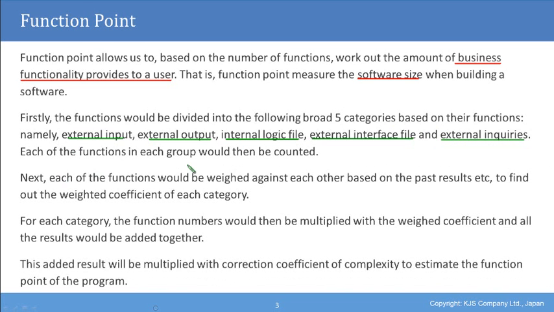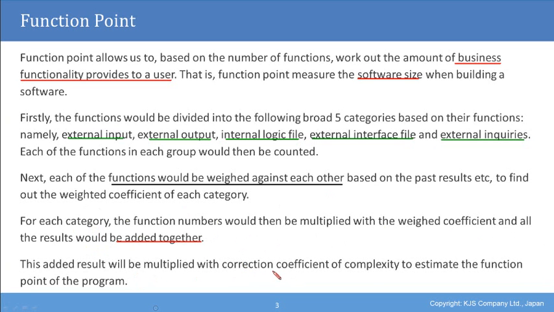Each of the functions in each group would then be counted. Next, each of the functions would be weighted against each other based on past results, to find out the weighted coefficients of each category. For each category, the function numbers would then be multiplied with the weighted coefficient, and all the results would be added together. This added result will be multiplied with the correction coefficient.